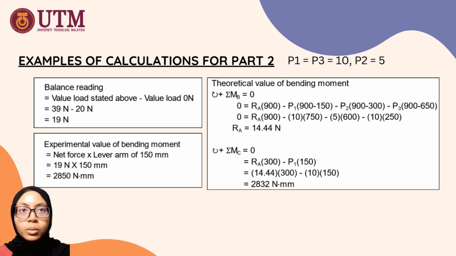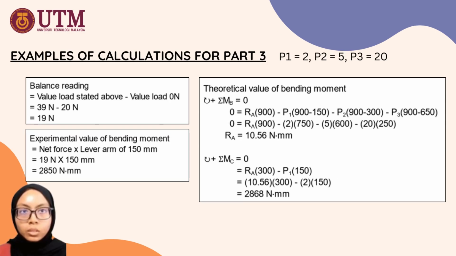Then we proceed to find the experimental value of bending moment. We need to multiply the net force with the lever arm of 150 mm, and we got the answer for the experimental value. To find the theoretical value of bending moment, we use the moment formula, summation of MB equal to 0. Then we substitute the value to find RA. Once we got the value of RA, we put the value into the summation of MC equal to 0. And then we got the answer for the theoretical value of bending moment.